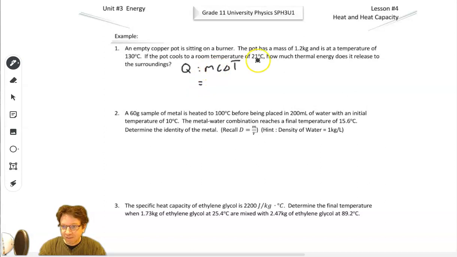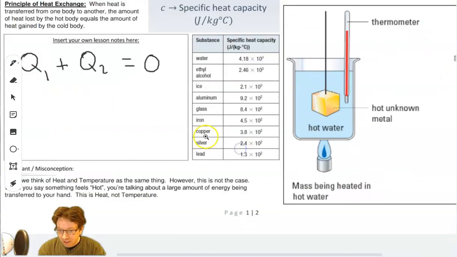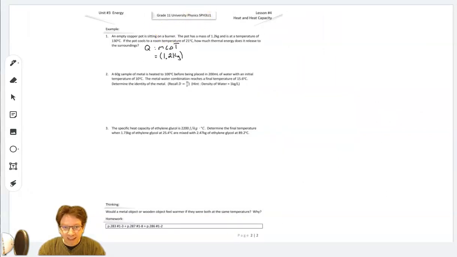So m is the mass of the pot, so 1.2 kilograms. c is the specific heat capacity, and it says it's a copper pot. So let's go back and check that. If we look at our chart here, it says the specific heat capacity for copper is 380. All right, so let's go back and we'll use 380.